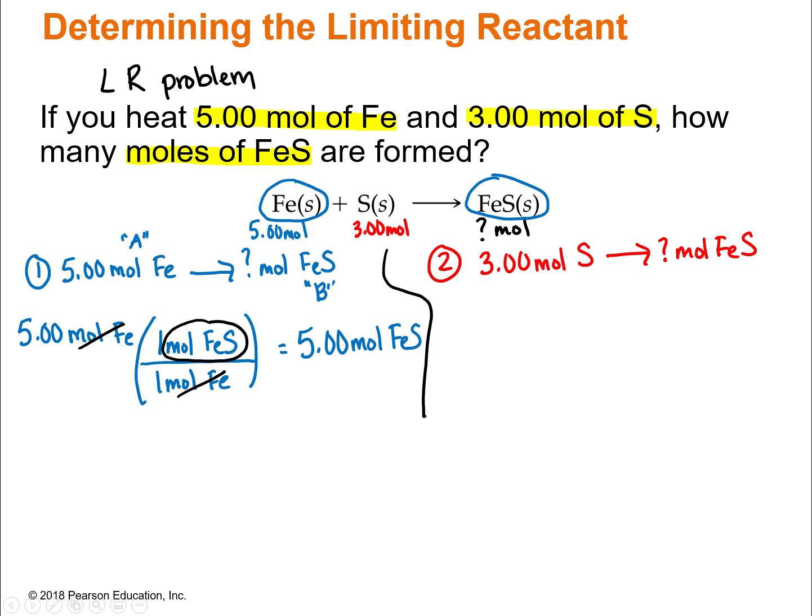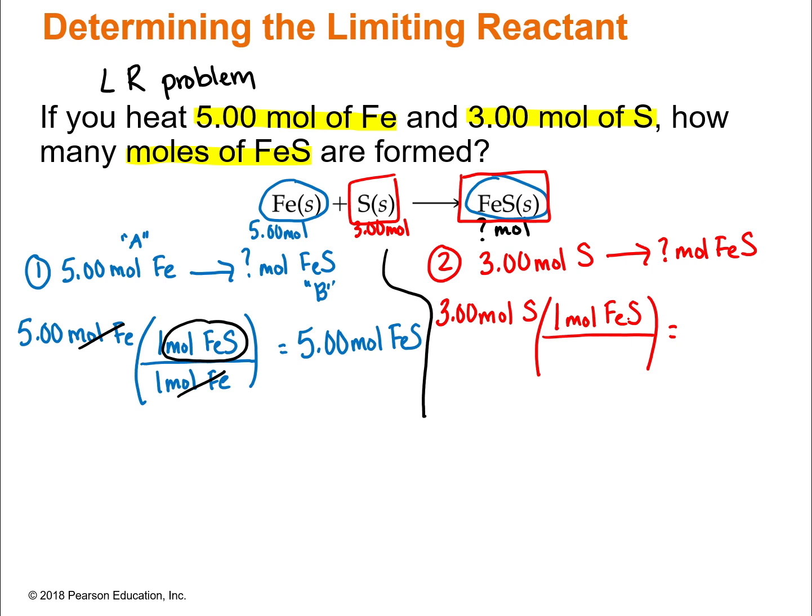But we're not done. We now have to look at how much iron(II) sulfide we would make if we just had the 3 moles of sulfur. One mole of iron(II) sulfide still goes on the top because that's still our B. But our A in this case is the sulfur, and there's 1 mole of that in our chemical equation.